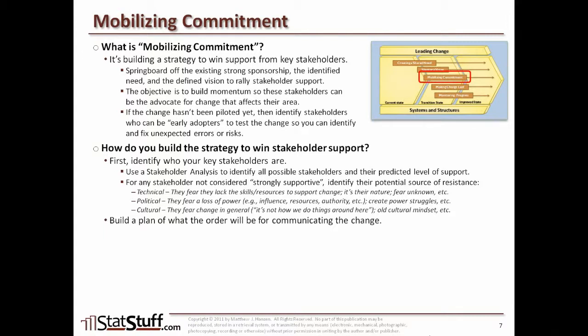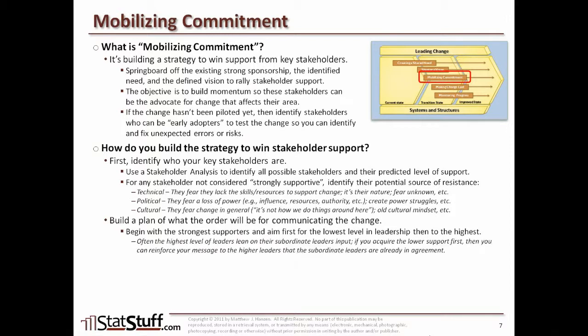And also build a plan for the order of communicating that change. You might want to begin with the strongest supporters and aim first for the lowest level of leadership, then the highest. Now there's a give and take on this perspective, but the idea is that the highest level of leaders very often lean on their subordinate leaders for input, because they're the ones who know the details and know whether something's going to work or not. So if they have that support at the lower level first, then that can reinforce the message that you communicate upwards to the higher level of leadership in that chain.